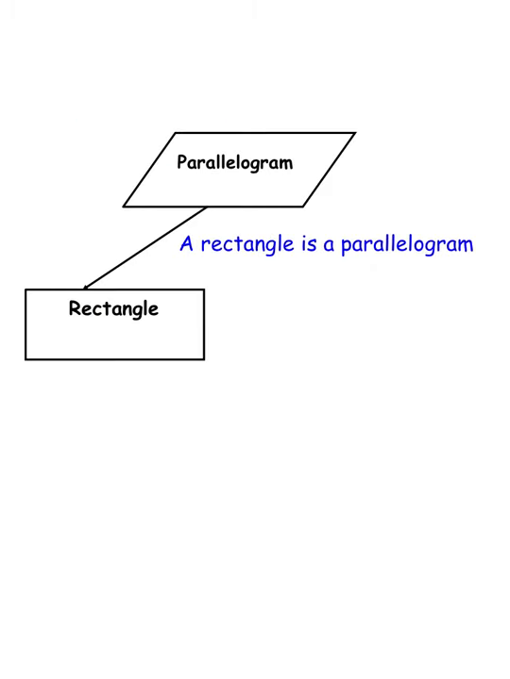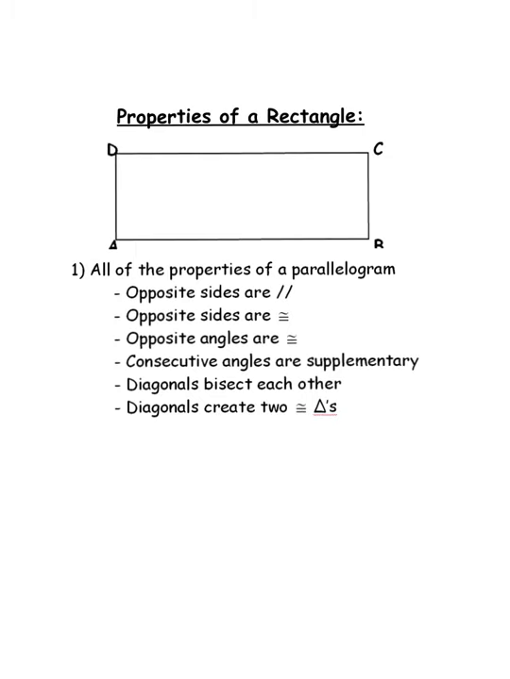So the first thing that we have to remember is that a rectangle is a parallelogram. If you remember the quadrilateral family tree we talked about earlier in the year, a rectangle has all the properties of a parallelogram and then some more. So if we review the properties of a parallelogram, your opposite sides are parallel, which means these are parallel to each other. Your opposite sides are congruent, which means this side is equal to this side.